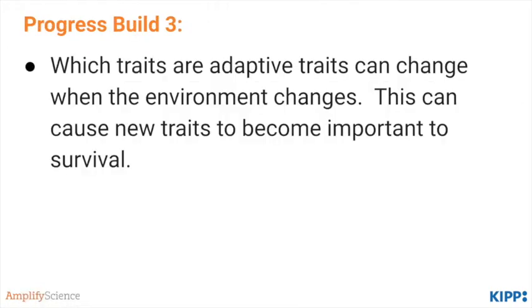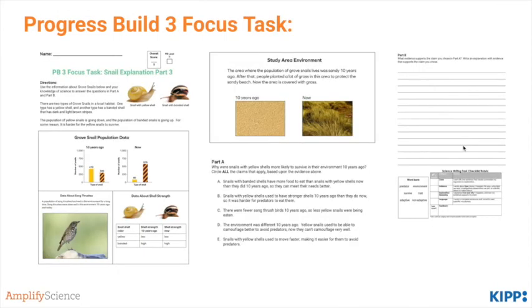Which traits or adaptive traits can change when the environment changes? This can cause new traits to become important to survival. And back to our favorite friends, the grove snails. Students are now ready for the Progress Build 3 focus task. They have additional data which will help them answer the question, why were snails with yellow shells more likely to survive in their environment 10 years ago? So noticing that yellow snails were doing just fine 10 years ago, now they're not. What changed? Go ahead and complete this task and then check back here.